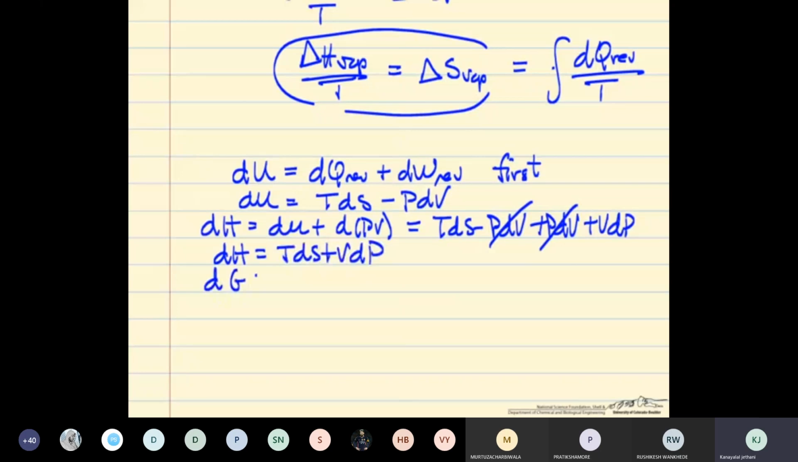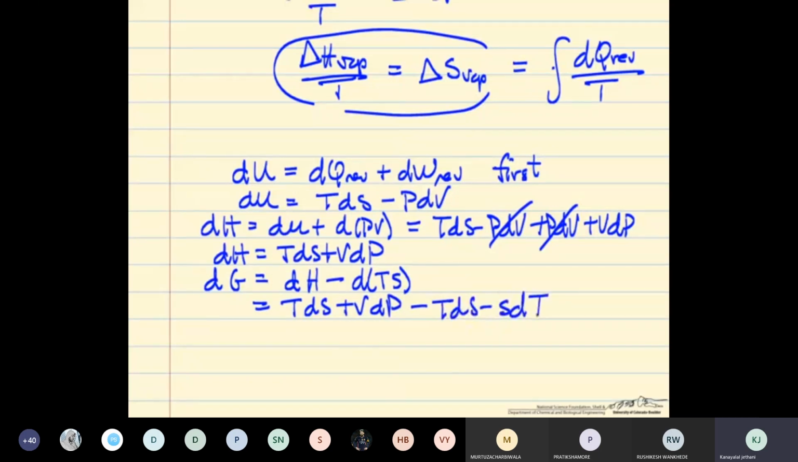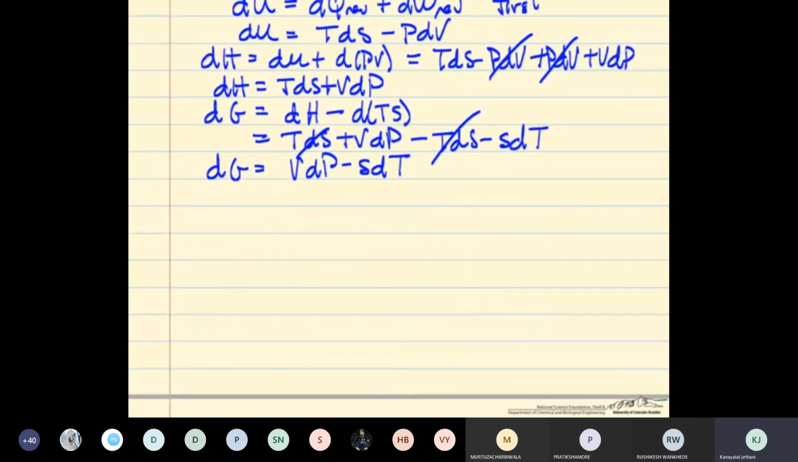And now one more step, dG is dH minus d(TS). So we're making the same type of substitution, dH, TdS plus VdP minus TdS minus SdT. So the differential change in Gibbs free energy, and again, you notice this term cancels, is VdP minus SdT. And so what we're going to look at, a lot of our calculations, is what happens if we change at constant temperature. Then dG is VdP. So we can calculate the change in Gibbs free energy from volume and pressure changes at constant temperature.